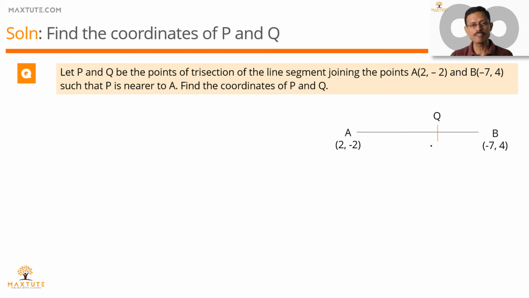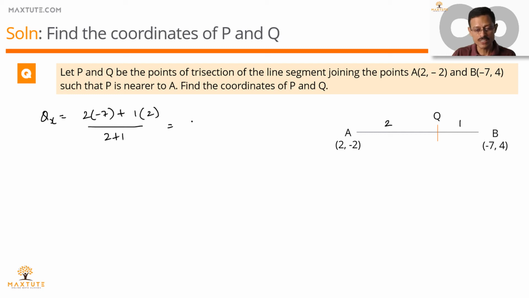In this case, Q divides it in the ratio of 2:1 because AQ is 2/3 and QB is equal to 1/3. We're going to be applying the same formula. So the x coordinate of point Q will be equal to mx2, 2 into -7, plus nx1, which is 1 into 2, divided by m plus n, which is equal to 2 plus 1. 2 into -7 is -14 plus 2, which is equal to -12, divided by 3, which is equal to -4. So the x coordinate of point Q is -4.